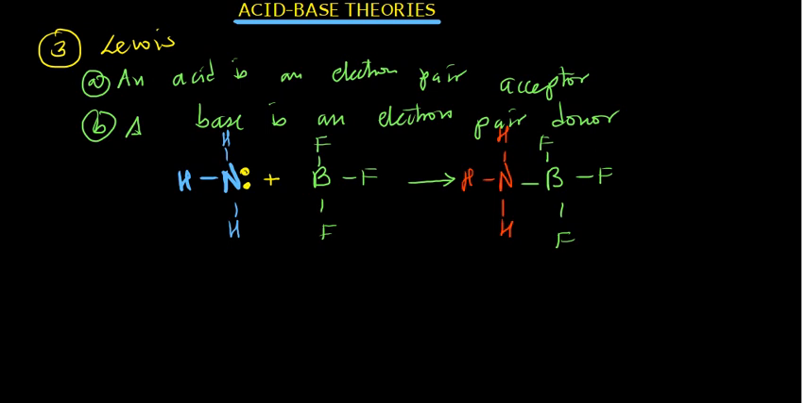Now in this case, we can see that the ammonia is the one which was donating two electrons. That is an electron pair. And so the ammonia is a Lewis base. The other compound is just accepting electrons. So this is a Lewis acid. So these are the definitions of acids and bases according to different theories which have been put out.